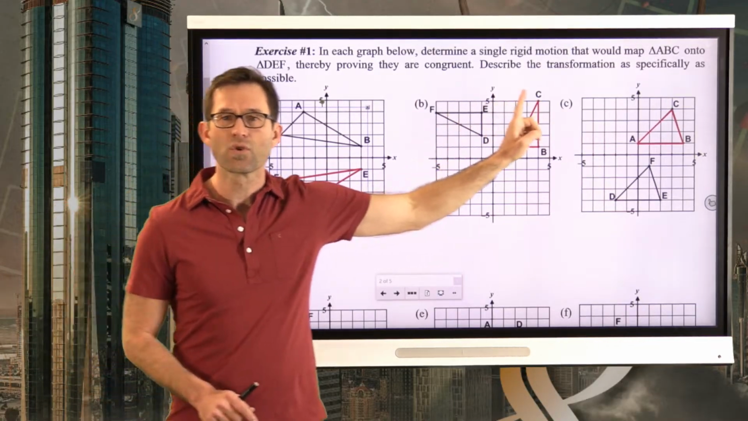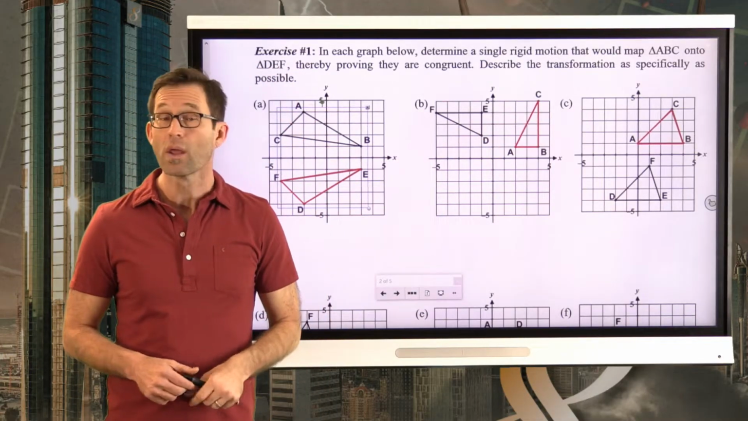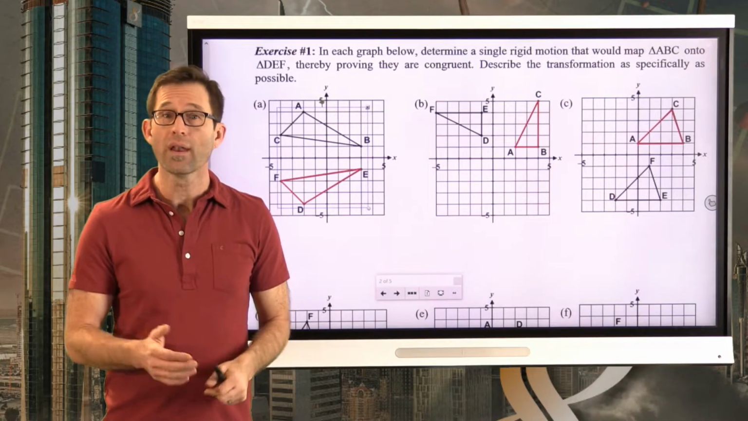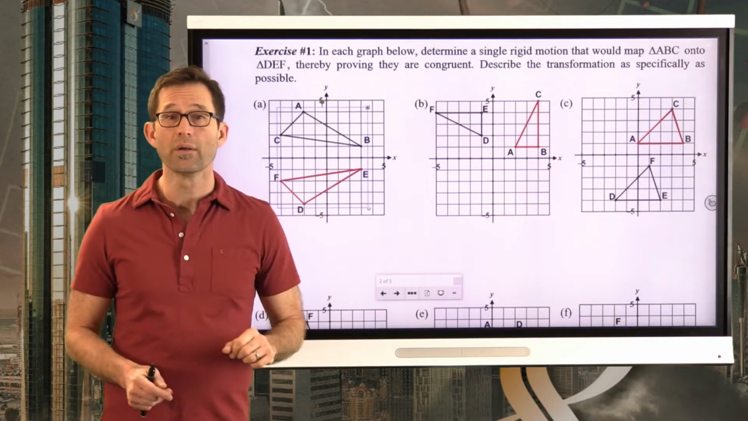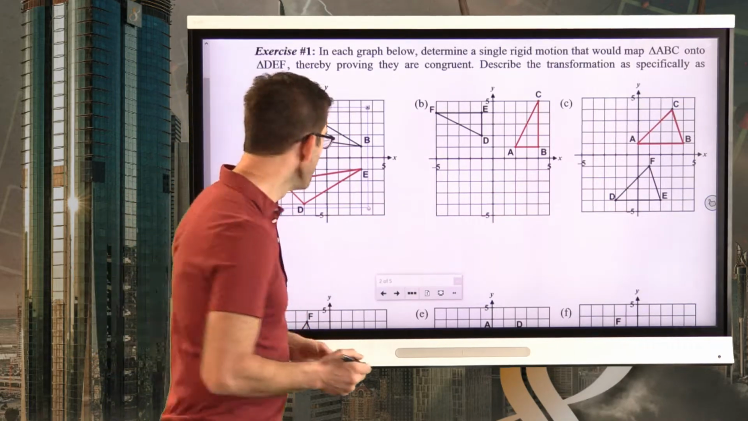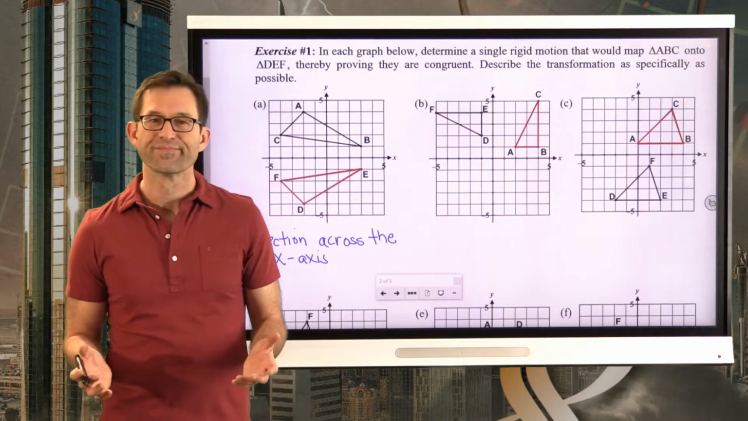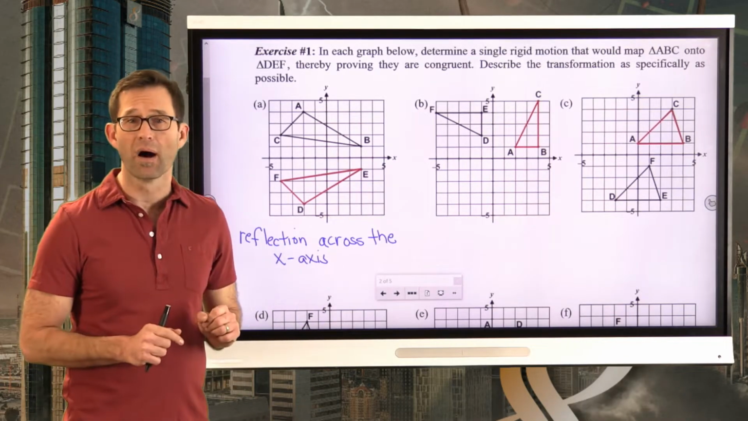Now, notice it says describe the transformation as specifically as possible. If you just said it's a reflection, that's pretty good actually. Just knowing that this triangle gets mapped to this one using a reflection is pretty awesome. But it's not as specific as possible. In fact, the most specific thing we can say is a reflection across the x-axis. And that's it. That's as specific as possible.